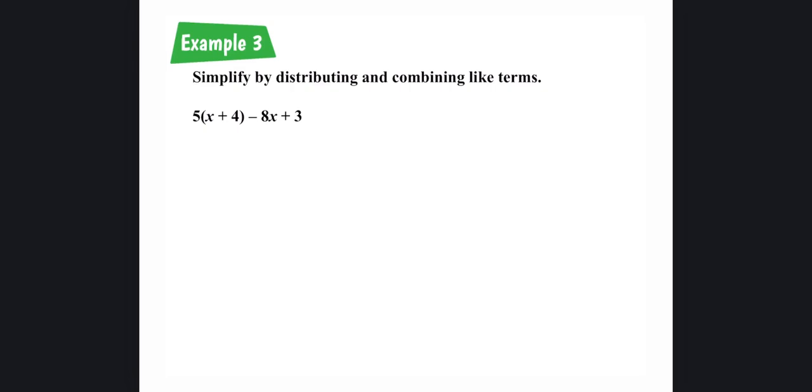Example 3. We'll do this problem together. Simplify by distributing and combining like terms. 5 times the quantity x plus 4 minus 8x plus 3. Copy the expression 5 times the quantity x plus 4 minus 8x plus 3. Since there are parentheses in this problem, we must use the distributive property first. Multiply 5 by both terms in the parentheses. 5 times x plus 5 times 4. 5 times x is 5x, and 5 times 4 is 20.